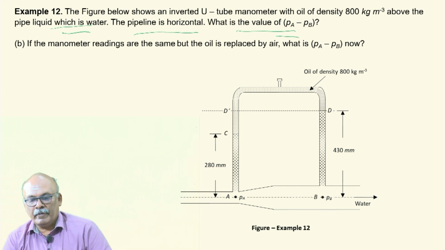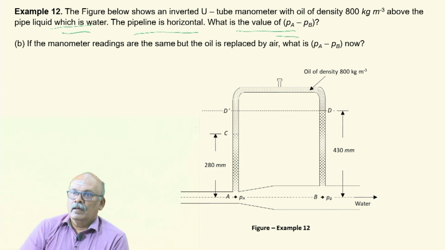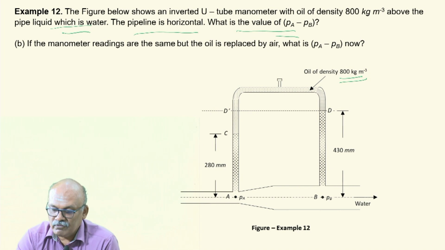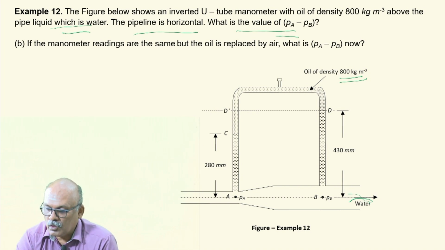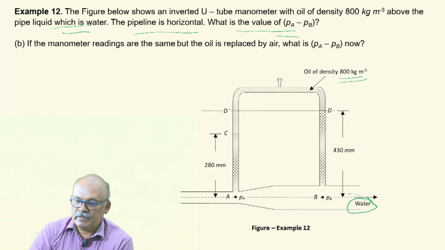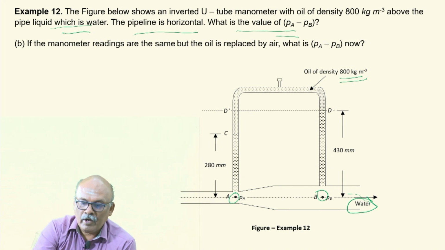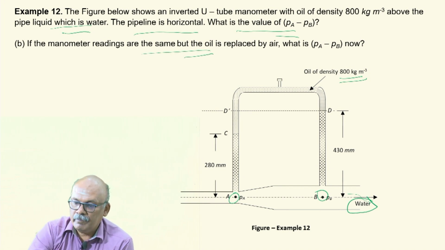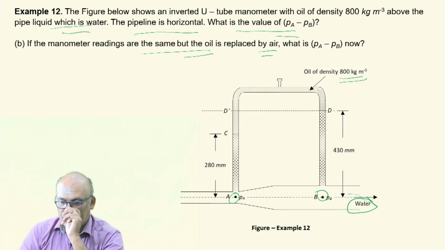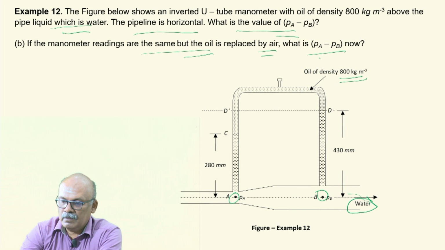So here we have a manometric liquid. The manometric liquid is oil of density 800 kg per meter cube, which is lighter than the liquid flowing through the pipeline, which is water. You are asked to find the pressure difference between the gauge points A and B. If the manometer readings are the same but the oil is replaced by air, instead of oil you have only air, what is PA minus PB now?